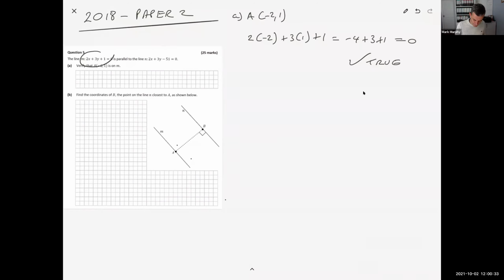Very simple, very quick. Part B says find the coordinates of B, the point on the line N closest to A, as shown below. So we're trying to find the coordinates of this one, B. What do we know? We have A, we know that's minus 2, 1. We can find the equation of M, can't we? Because we know from part A that A is minus 2, 1, and we have the slope of the line. So there's a few ways of doing it. We can do y minus y1 equals m times x minus x1. I think that's probably the easiest way.